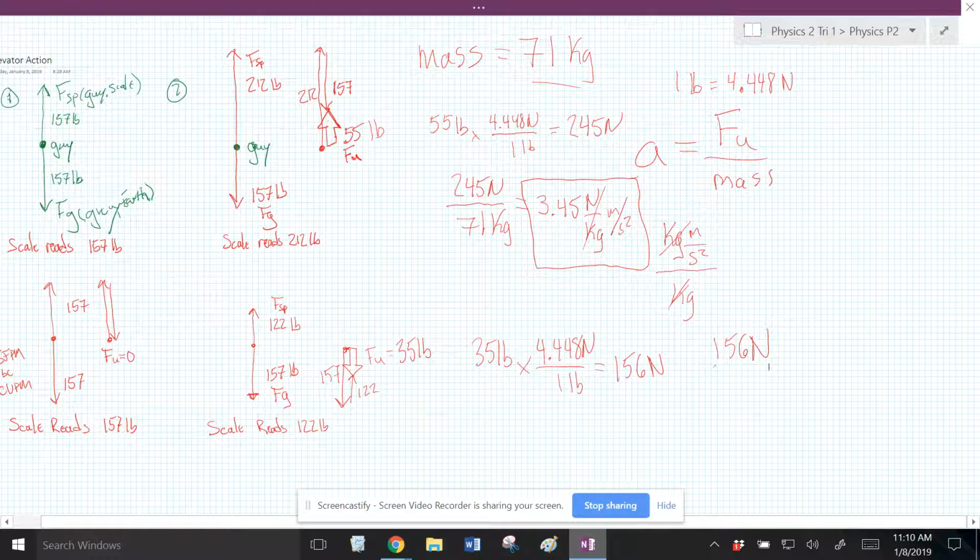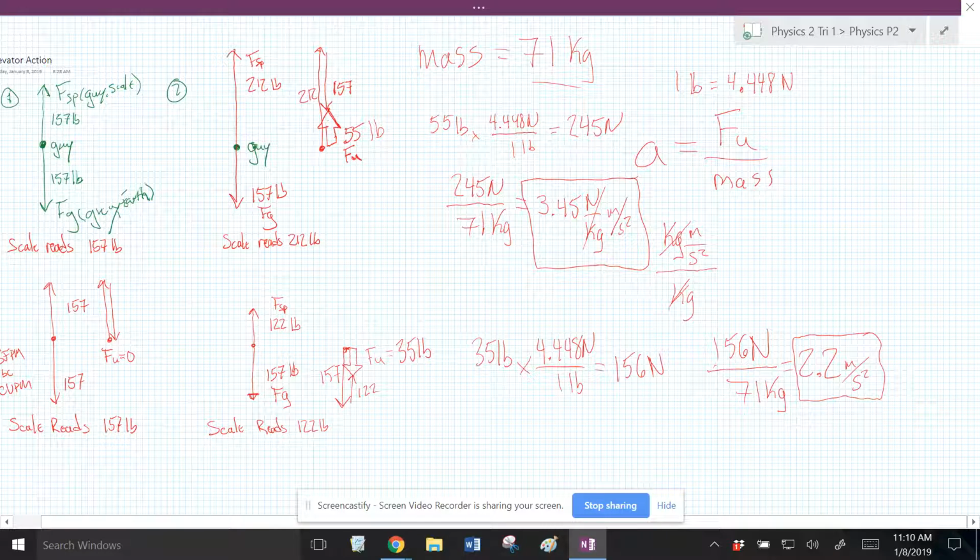So where were we? We got 156 newtons here. We're dividing by 71 kilograms of mass. You're not normally going to have to do these conversions, but this is just because I was taking some data that was in pounds. 156 newtons of FU, 71 kilograms of mass, that's going to give me an acceleration of 2.2. And again, newtons over kilograms gives me meters per second squared. So there's the acceleration when it gets to the top.